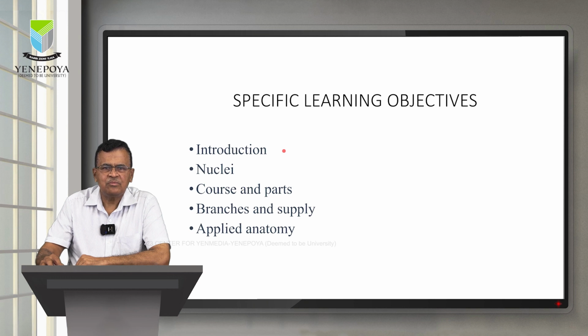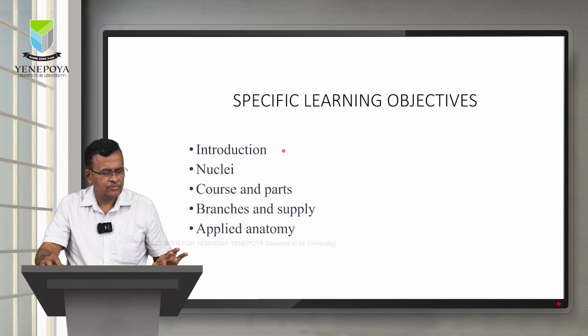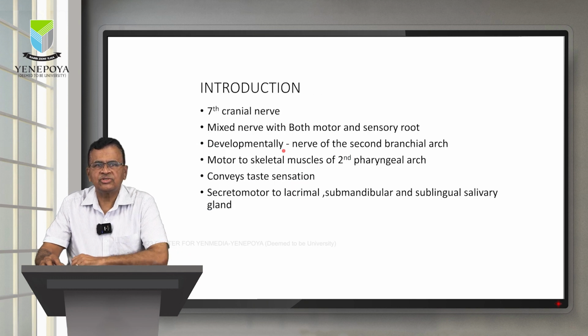Facial nerve is a mixed cranial nerve, but predominantly a motor cranial nerve, having a very small sensory root, which is better known as the nervus intermedius or nerve of Wrisberg. It is a nerve of the second pharyngeal arch.